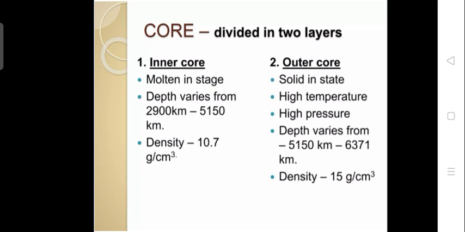Why is the inner core molten in state? Because the outer core is solid and the lower mantle is also solid. The high temperature and pressure from these two layers act upon the inner core, which helps the solid material to melt, and it is found in a melting state.